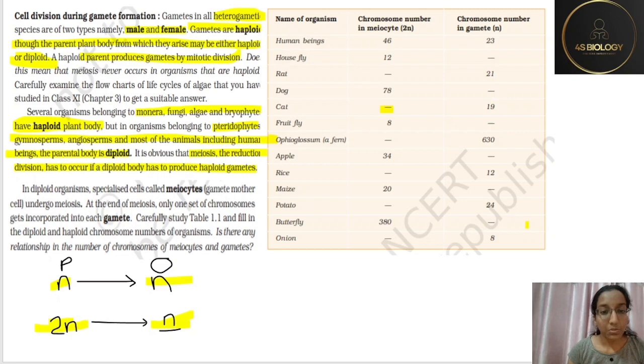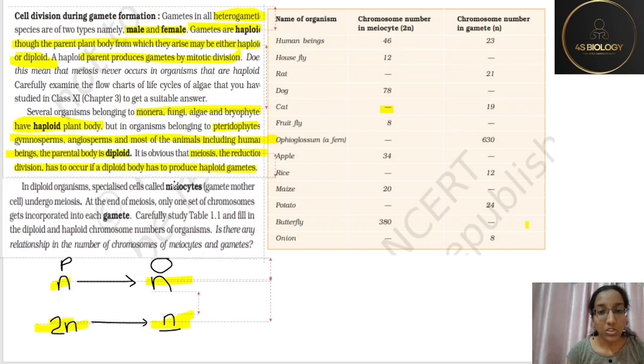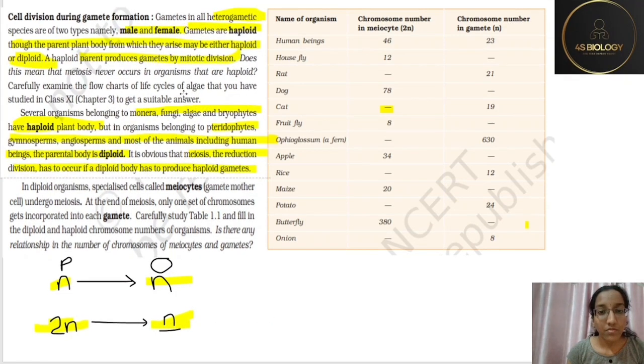In diploid organisms, specialized cells called meiocytes. This is also important. Meiocytes are there. Meiocytes are the cells which undergo meiotic division, that is, meiosis. At the end of meiosis, only one set of chromosomes gets incorporated into each gamete. 2n becomes n, so only one set of chromosomes gets incorporated.